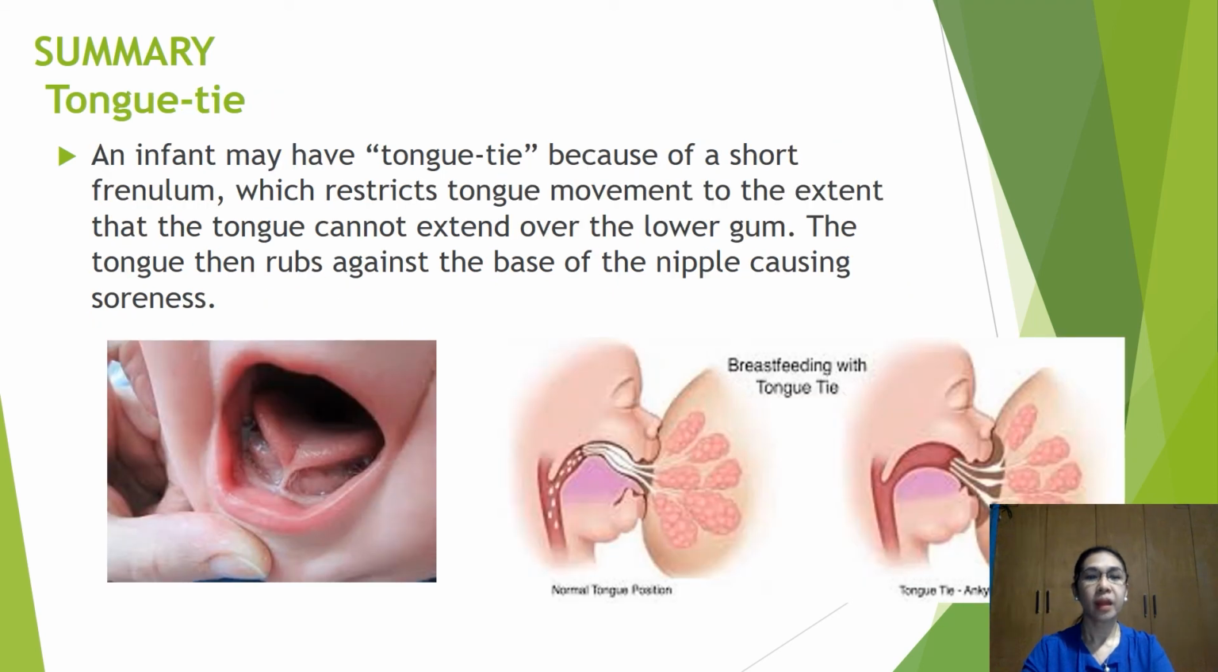An infant may have tongue tie because of a short frenulum, and this restricts tongue movement to the extent that the tongue cannot extend over the lower gum. The tongue then rubs against the base of the nipple, causing soreness.